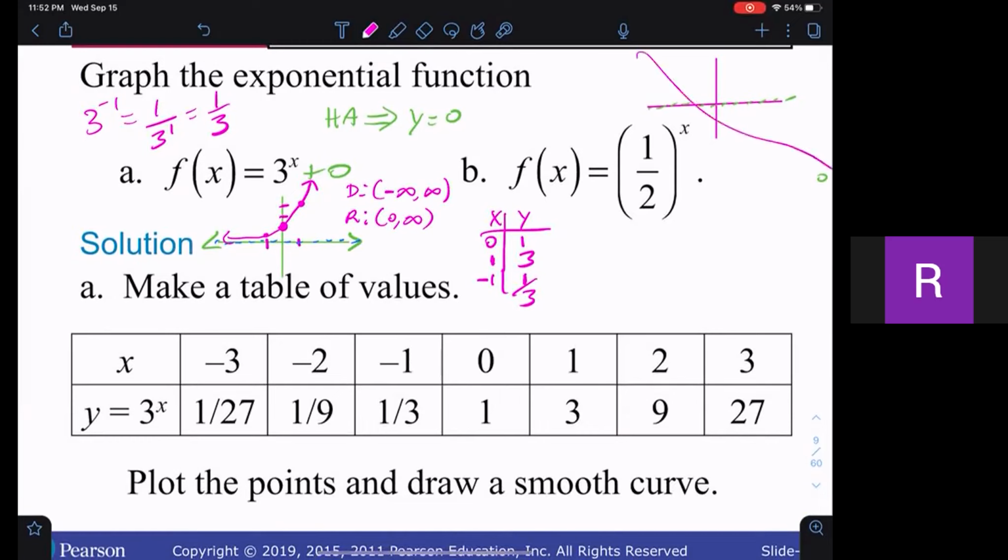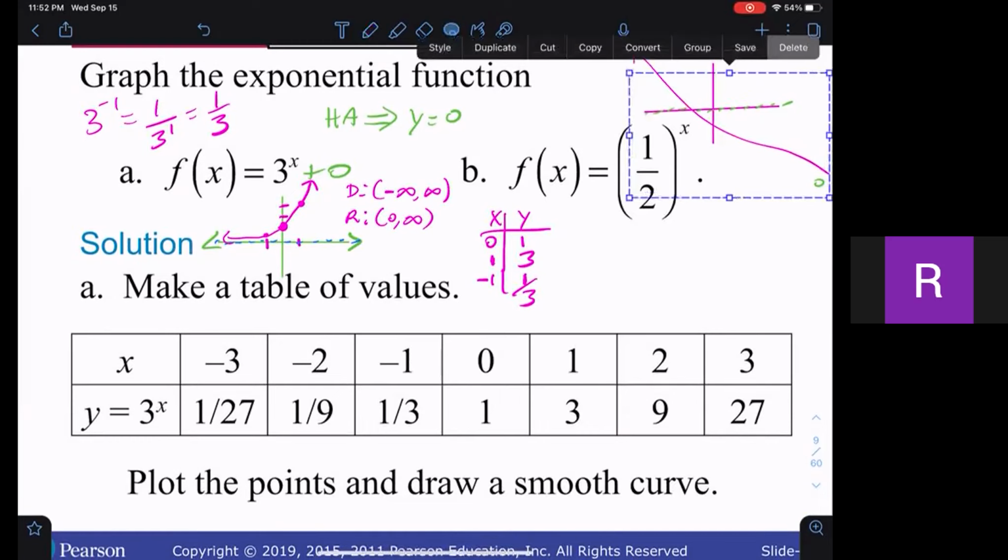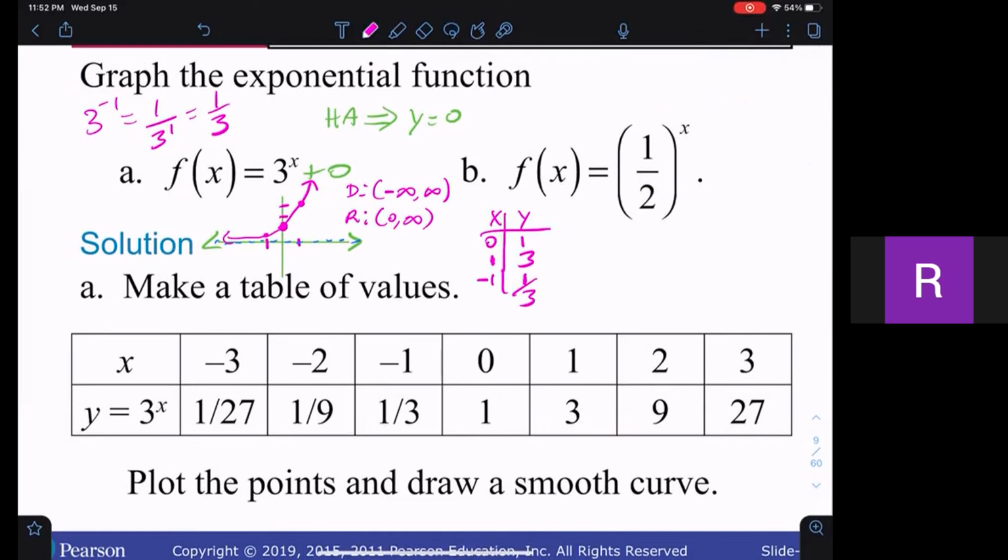So for the next one, the next one is asking you to graph this thing, right? So again, pick easy values. I'm gonna pick 0 because any number to the 0 is always 1. And I'm gonna pick maybe 1 because it's gonna give me 0.5, right? And then I can pick -1. So -1 is just gonna give me 2, right? So if I have to graph this really fast, remember there's no number here, so it's plus 0. So the horizontal asymptote is y equals 0, right?